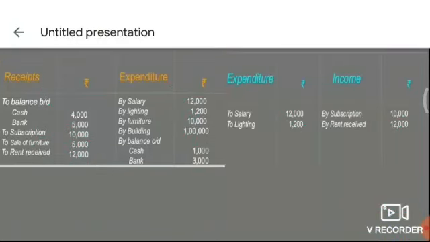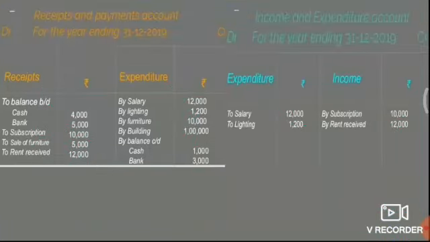I hope with this video you might have understood the meaning of not-for-profit organization and the way they maintain their accounts and the difference of receipts and payments account. If you understand, it will help you to solve the numerical problems.